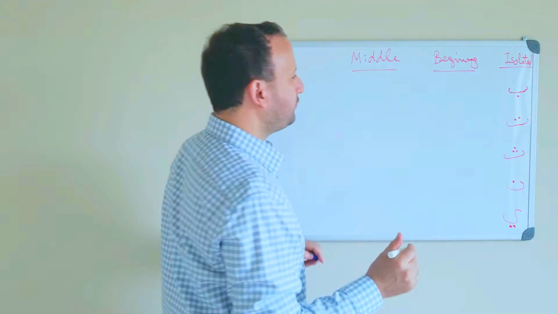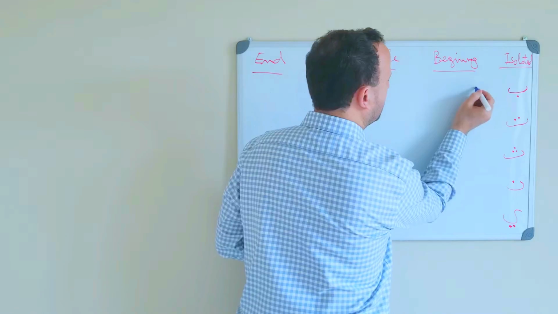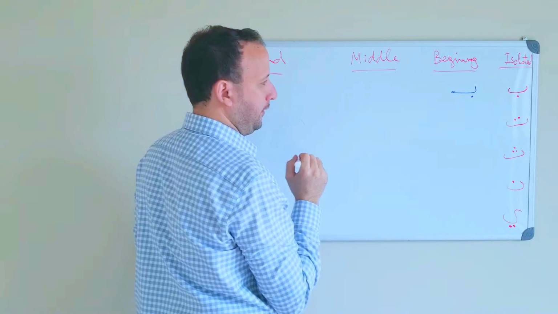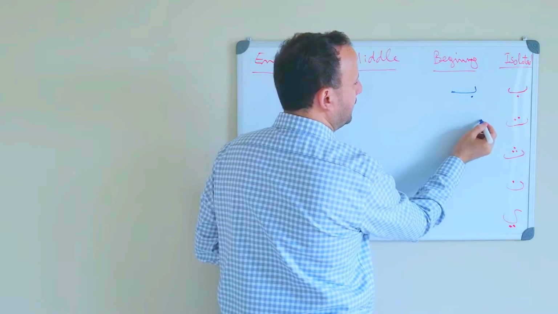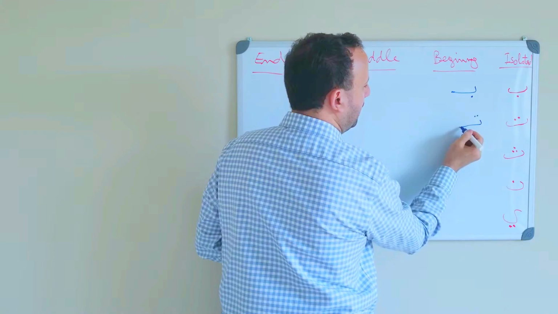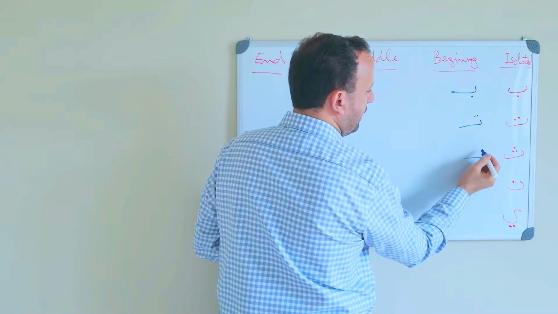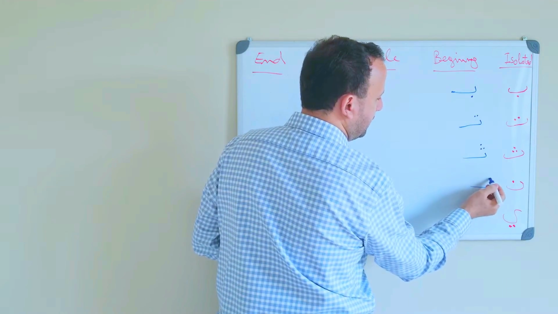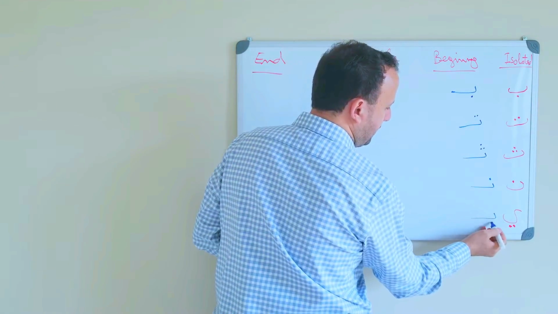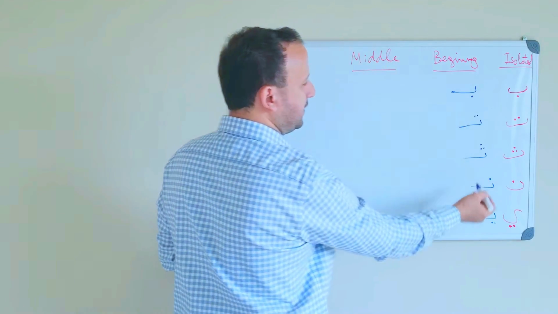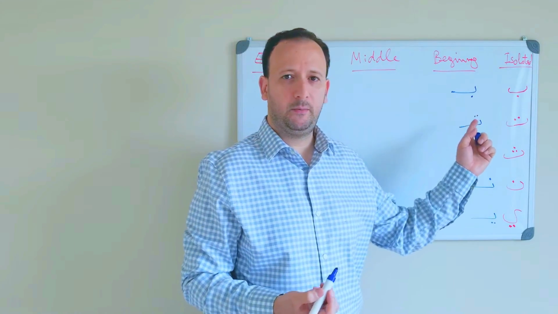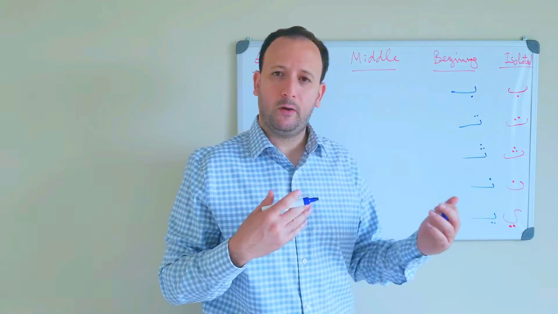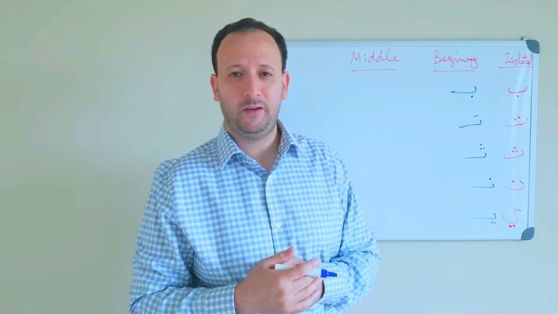I'll do my best. So the letter B, we're writing like this. Yeah, B. The letter T, like this. Th, like this. Noon, like this. And ya, like this. As you can see, they all look the same, except the dots. Some have one dot, some two, some three, some under the line, some above the letter.